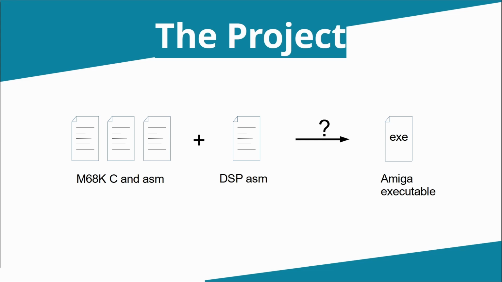But in this particular case, not only have we got those 68K source files, we've also got some assembly language DSP routines that we need to integrate. And the question is, how do we bring that all together to produce an Amiga executable? Well, let's look at the programs we can use, first of all, to create our binaries. So on the left, the 68000 series C and assembly language can be compiled or assembled using VBCC and VASM. We'll come back in a minute to why I'm particularly specifying those programs for compilation and assembly.